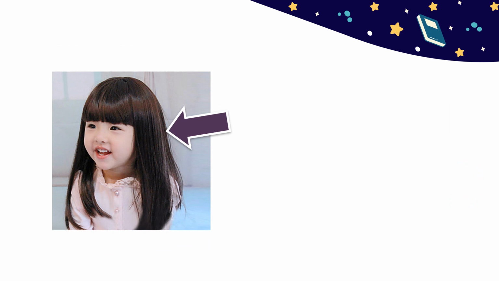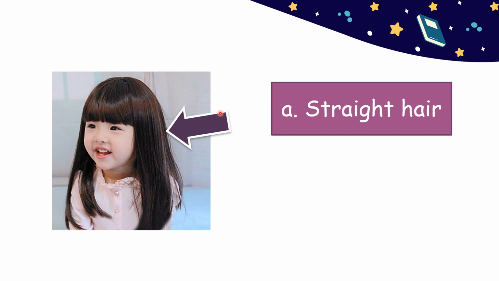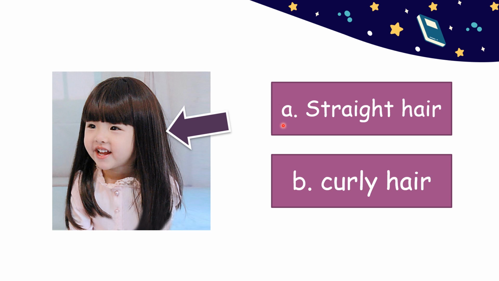Okay, question number three. Look at this girl. Look at the arrow. A, straight hair. B, curly hair. Which is the answer? Good job! The answer is A, straight hair. She has got straight hair. Very good.